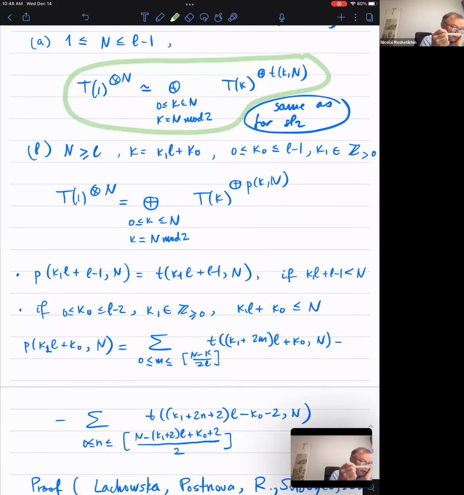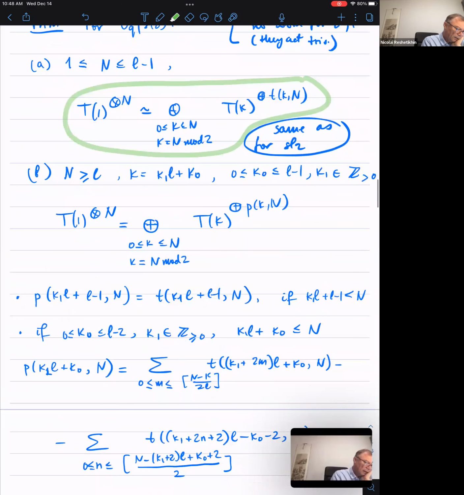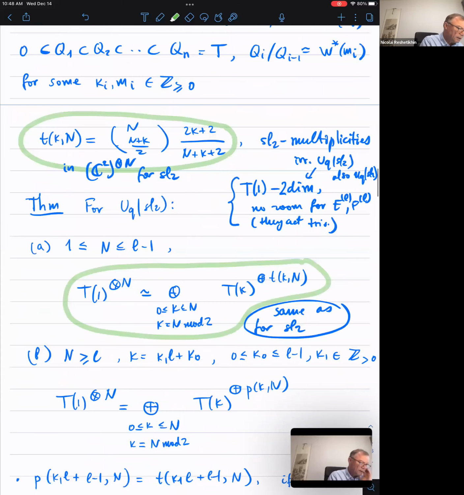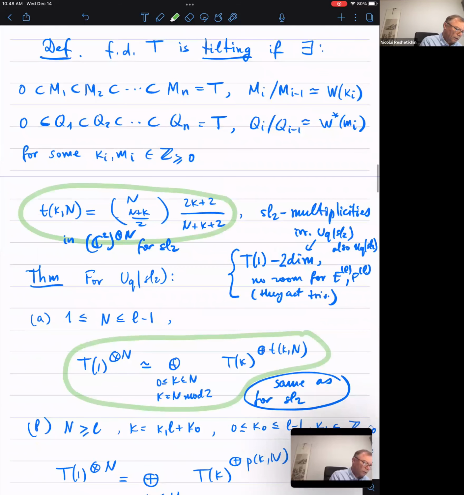But then if n is greater or equal than L, more complicated tilting modules will appear. And the answer is the following.